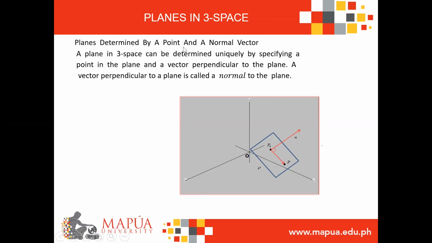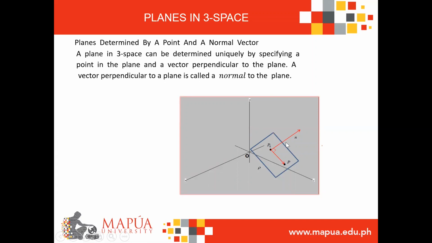Planes determined by a point and a normal vector. A plane in free space can be determined uniquely by specifying a point in the plane and a vector perpendicular to the plane. A vector perpendicular to a plane is called a normal to the plane.